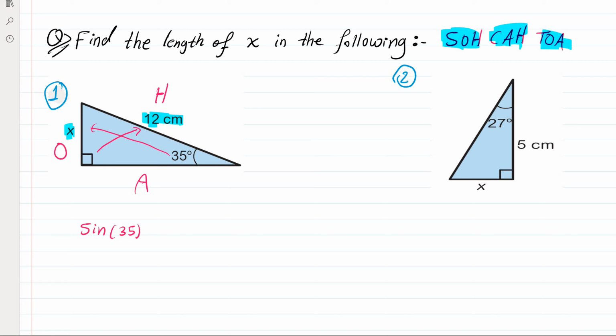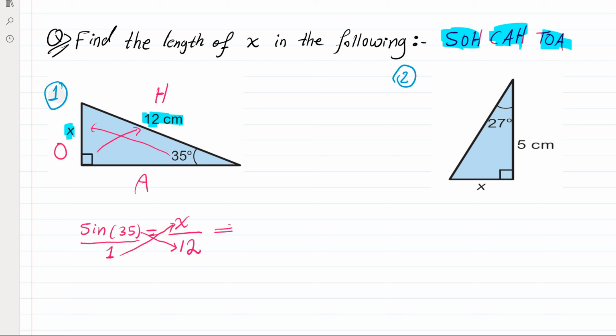35 equals opposite over hypotenuse, because theta here is 35. So opposite, how much is x? X over hypotenuse, how much is 12. Alright, so what's the denominator of sine 35? The denominator is 1, right? So how do we find the answer? We need to cross multiply. Multiply sine 35 with 12 and 1 with x.